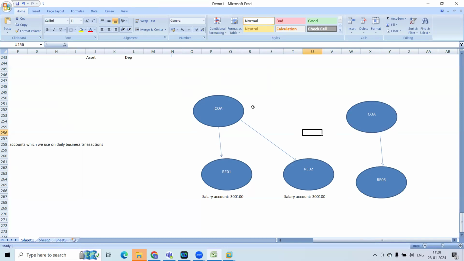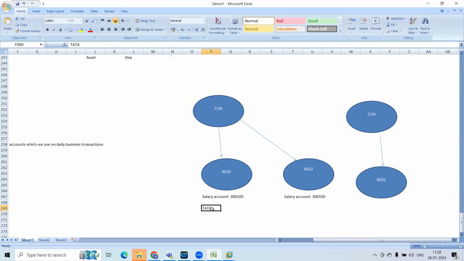For example, we have created a company code for Tata. In the Tata group, B1, B2, B3 are there. And B1 means what? Business area 1, business area 2, business area 3.